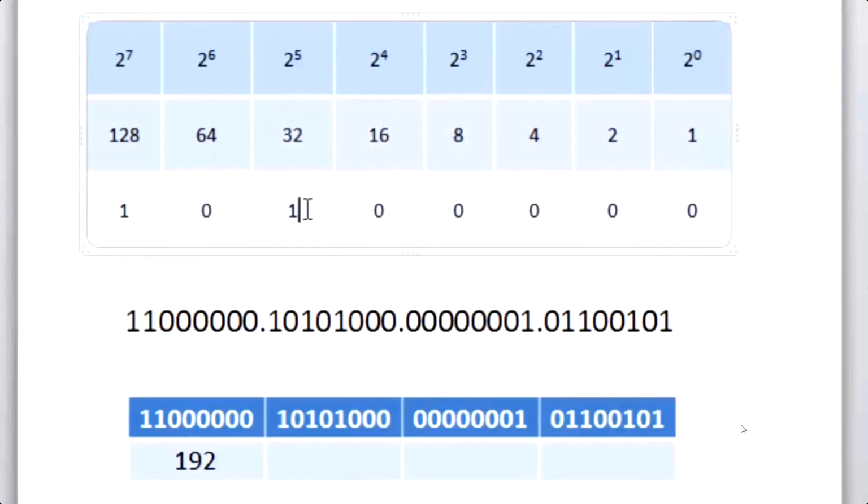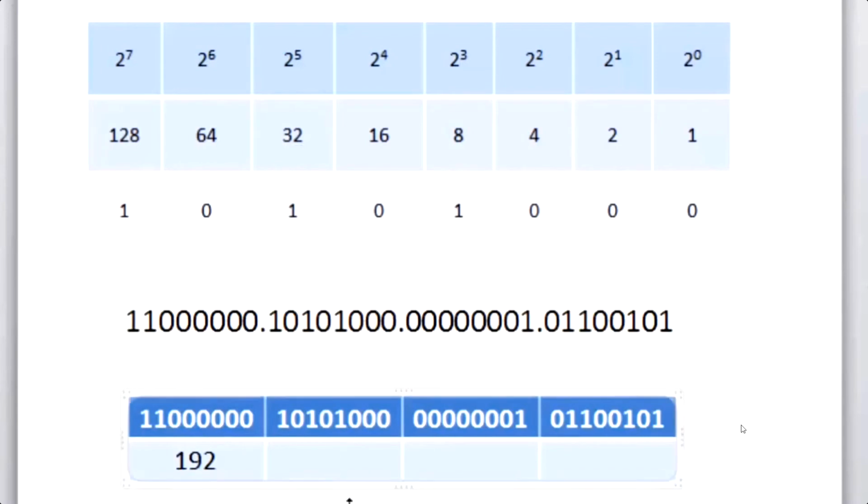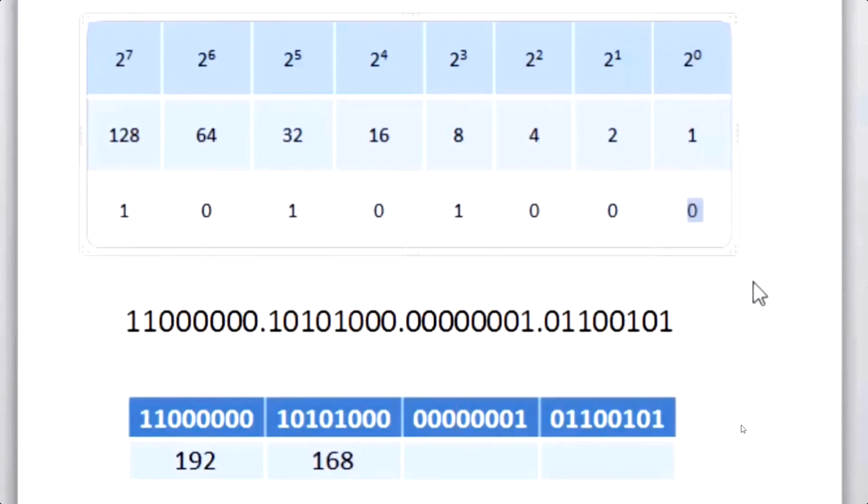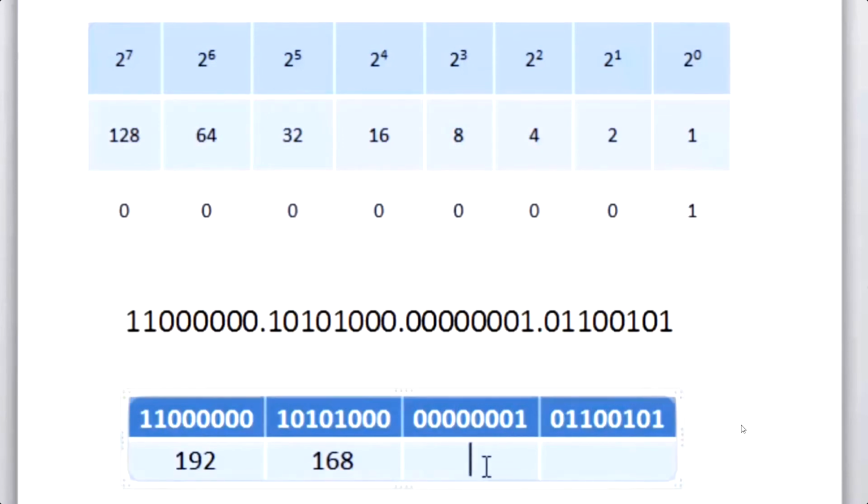0, 1, 0, 1, and then all zeros. If we count up the numbers, 128 plus 32 is 160, plus 8 is 168. The next octet is all zeros with a 1 in the last place, in the 1's place. This is easy. This is the number 1. All zeros and a 1 in the 1's place makes the number 1.